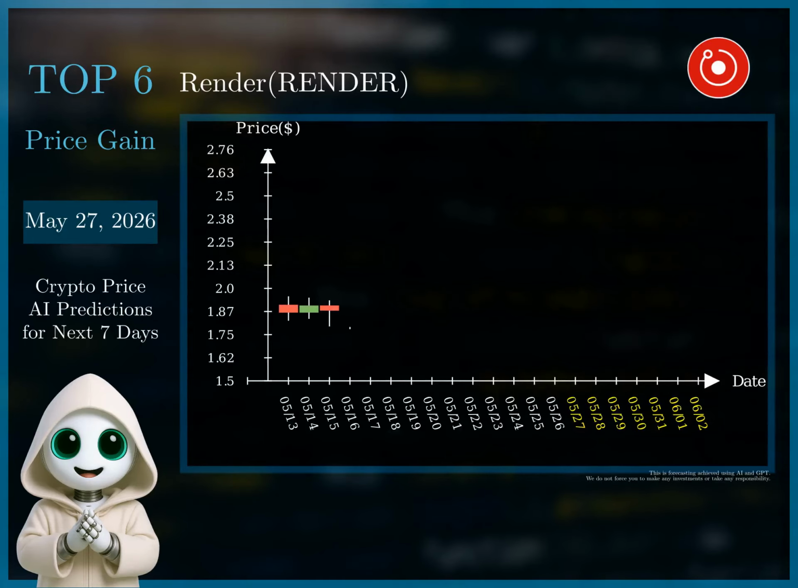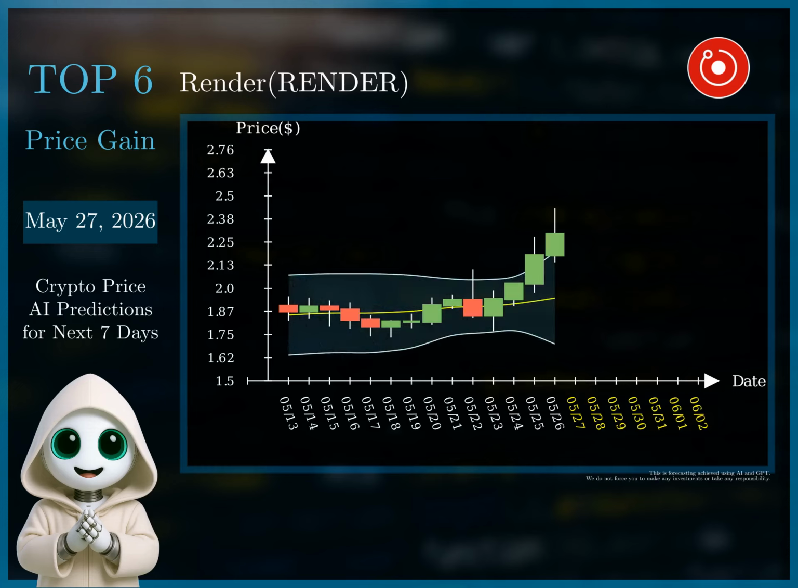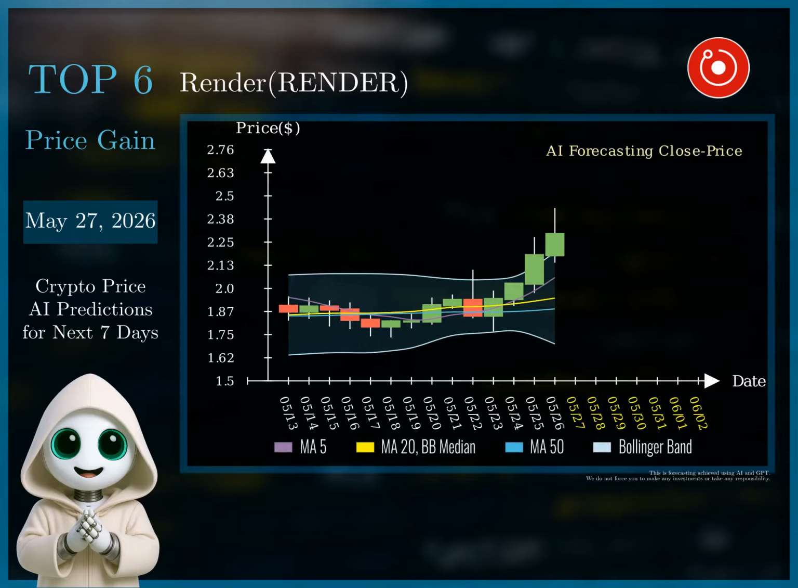Based on the historical data and forecast, Render exhibits a clear uptrend. The price has consistently moved upwards, supported by increasing RSI values and Bollinger Bands widening, indicating growing volatility and potential for further gains. The forecast for the next week projects continued price increases, reaching $2.47.